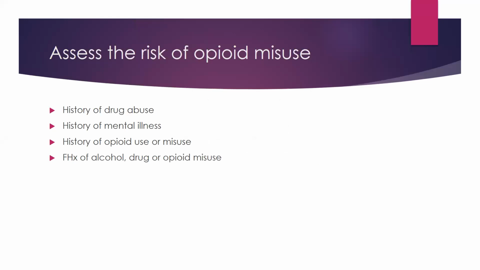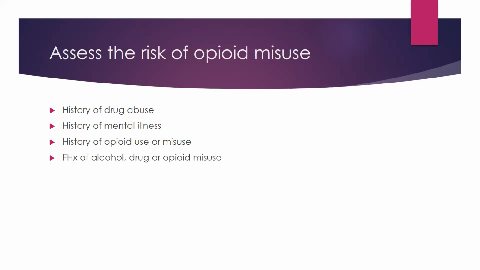Now, when taking a history for acute pain, it is very important to assess the risk of opioid misuse prior to prescribing any pain medication. The reason for this is we will see in the strategies of managing acute pain that we want to use opioids for a very short time. Some patients who have opioid misuse disorder will visit outpatient departments or emergency rooms trying to look for opioid prescriptions. So it is good for us to take the history.